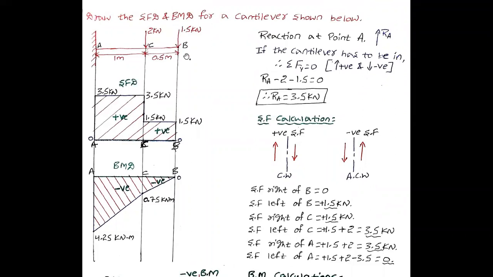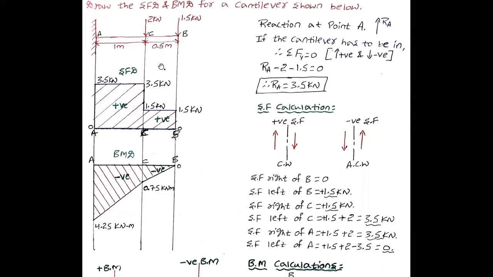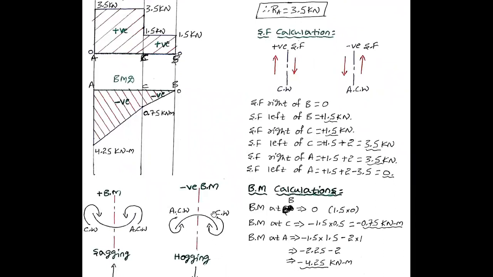I will use the right section method. At point C, the vertical load is 1.5 kilonewton multiplied by the perpendicular distance. That is the bending moment definition: vertical load into perpendicular distance. 1.5 kilonewton multiplied by 0.5 meter. On the right side, it is acting in clockwise direction, which means it will be hogging.